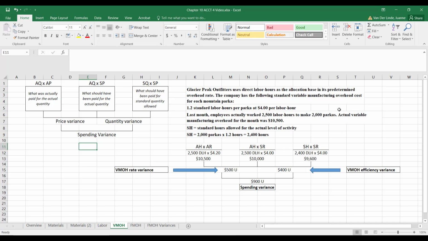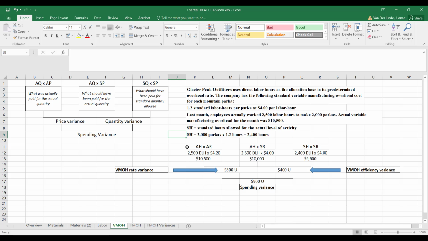Okay, so once again, before we get to filling out the diagram, you want to find your standard quantity, or in this case, the standard hours. And this will be the same as the standard hours for the previous video that we did on labor. So they tell us that we should be using 1.2 standard labor hours per parka, and we actually made 2,000 parkas. So knowing that, how many hours should we have used? Well, we take those 2,000 parkas and multiply it by the 1.2 standard hours we should have used per parka to get 2,400 hours. So that's how many hours we should have used in total to make all of those parkas. So let's first focus on the variable manufacturing overhead rate variance.